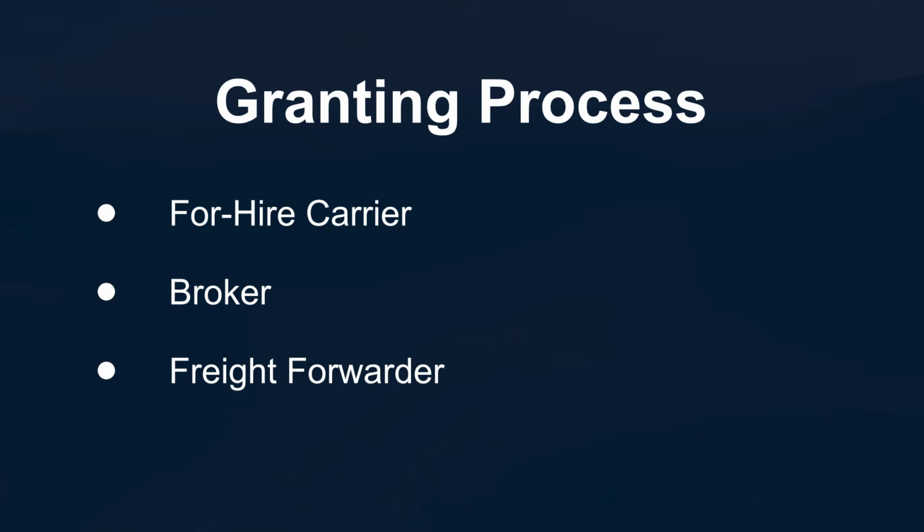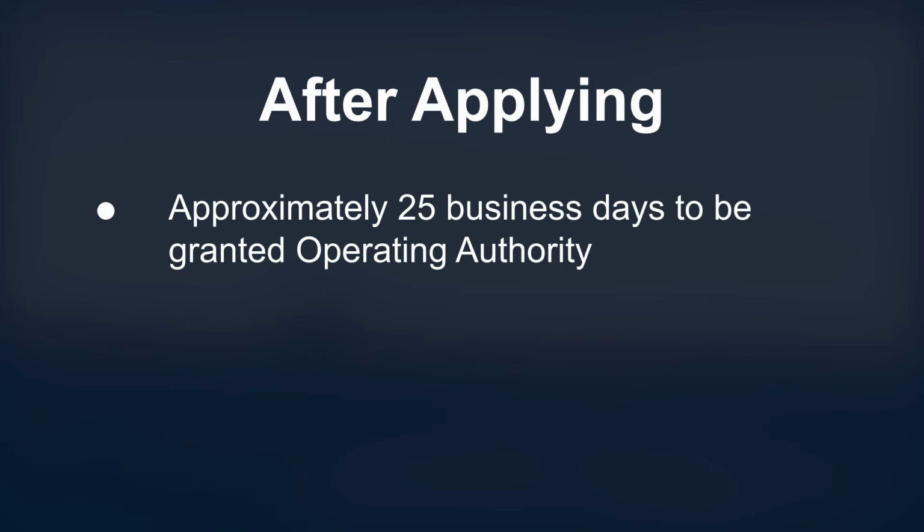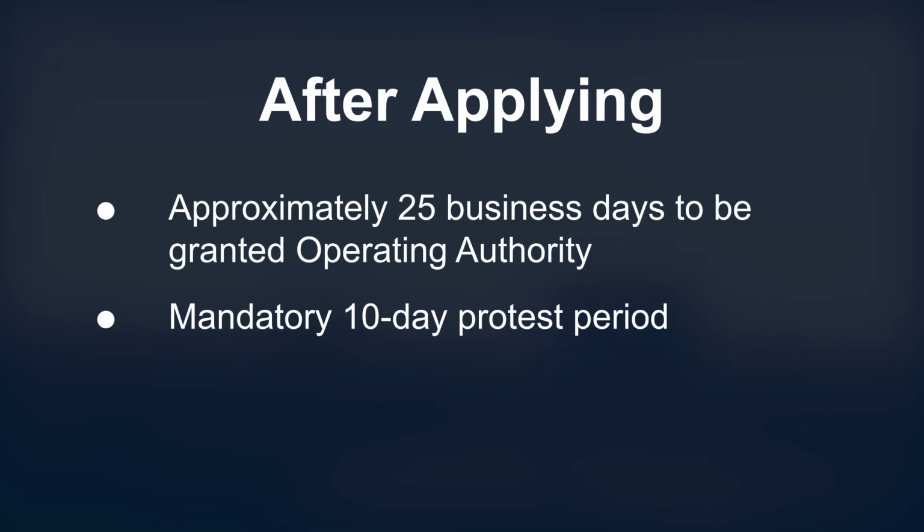If you applied for operating authority as a for-hire carrier, broker, or freight forwarder, you may not begin operations right away due to a granting process. It generally takes 25 business days from the date you apply before you are granted operating authority. Once you apply and are assigned an MC number or, for freight forwarders, an FF number, your request for operating authority will be published in the FMCSA Register, followed by a mandatory 10-day protest period.